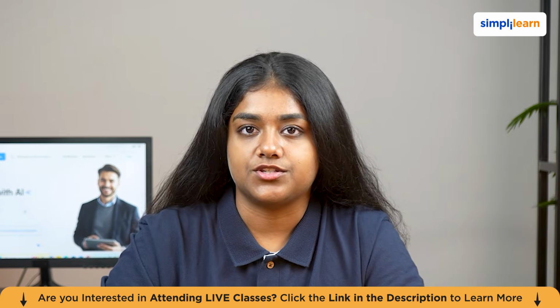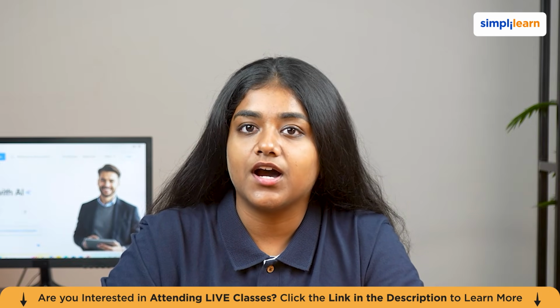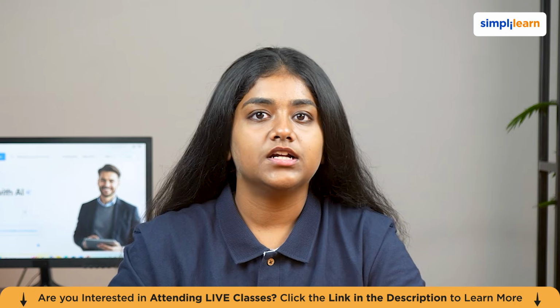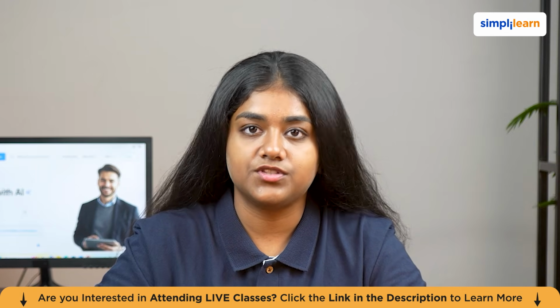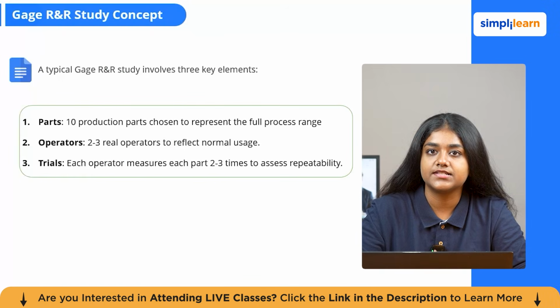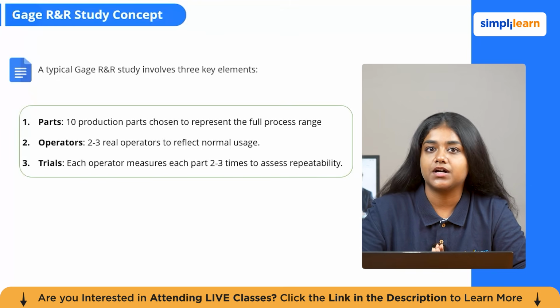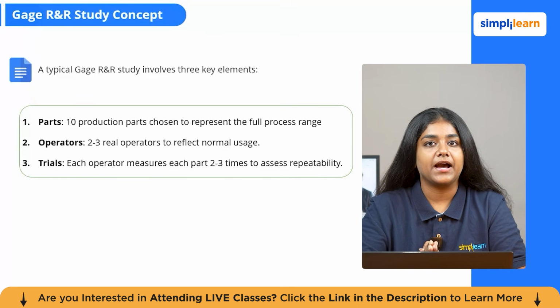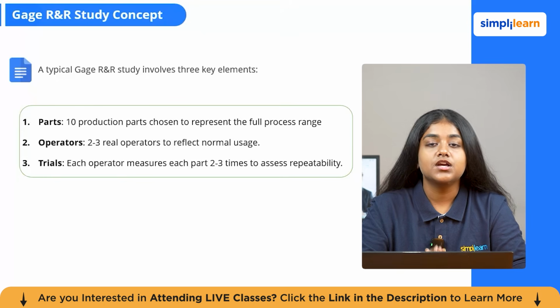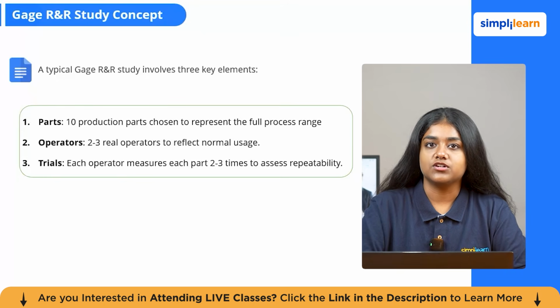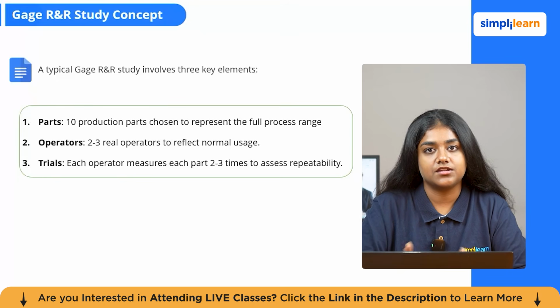Now that you understand precision, let's understand how a Gage R&R study is actually structured. A typical Gage R&R study involves three key elements. A set of production parts is selected to represent the full range of process variation. Typically, 10 parts are used. These parts should span the expected spread of the process from low to high. So the study captures how the measurement system performs across that range.